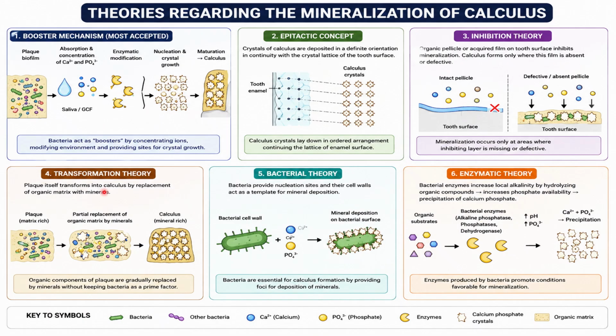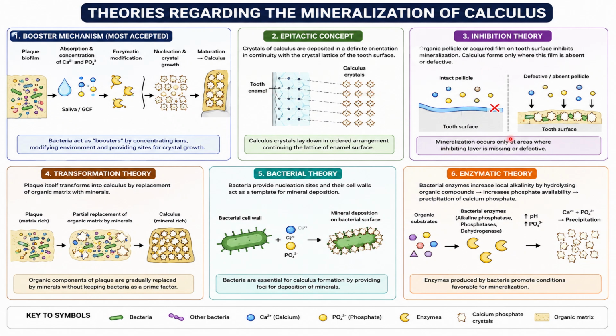Now let's briefly understand the theories regarding the mineralization of calculus. Out of the six theories, the most accepted one is the booster mechanism. In this, the bacteria act as boosters by concentrating the ions of calcium and phosphate, modifying the environment, and providing the sites for crystal growth and maturation of calculus. Second is the epitactic concept. In this, the crystals of calculus are deposited in a defined orientation in continuity with the crystal lattice of the tooth surface.